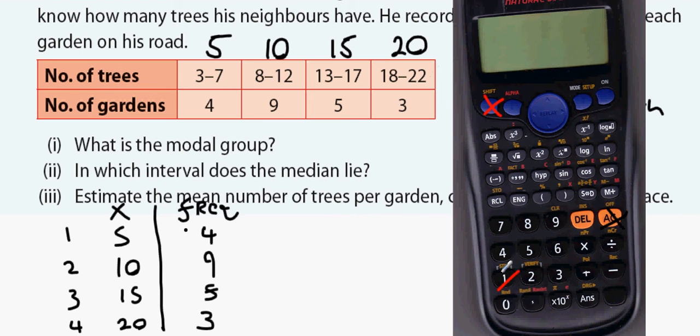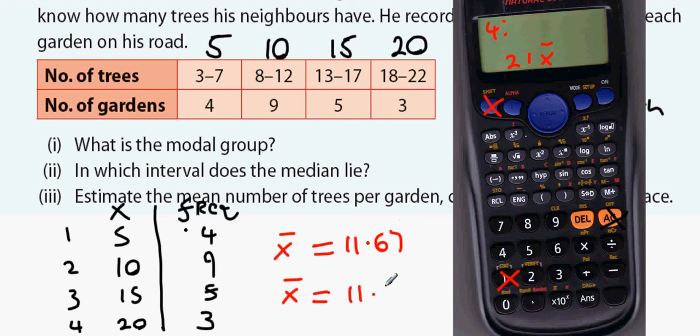So shift, stat. You're going to press number 4 for variable, and then you're going to look for the mean. The mean is number 2, and when you press 2, your answer will be 11.67. Okay, so you're looking for 11.67 as your mean. You're going to round it off to 1 decimal place, so the answer for your mean is going to be 11.7.